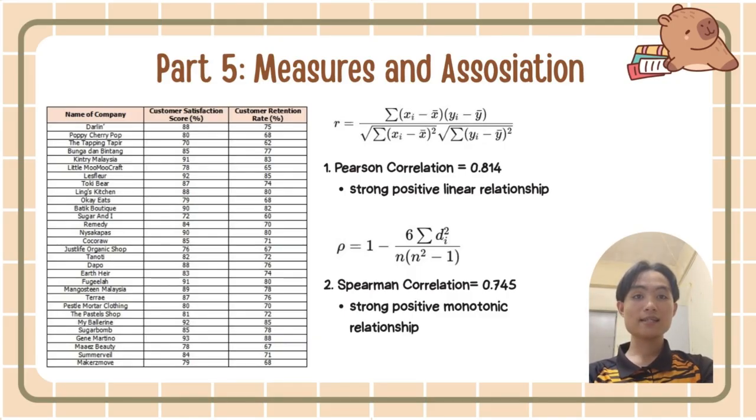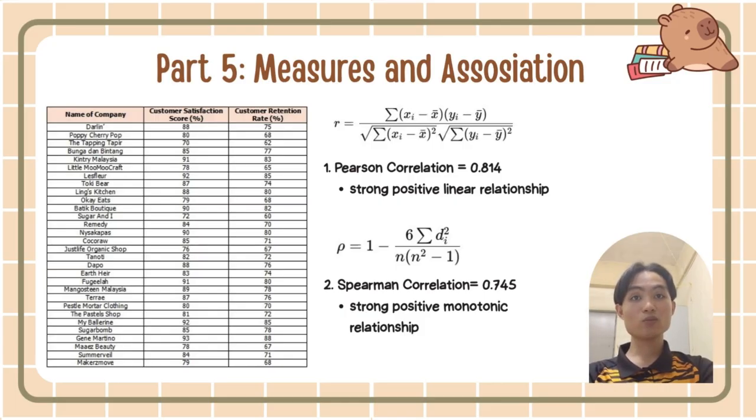As a data analyst, I explore the relationship between two key performance metrics, which are customer satisfaction score and customer retention rate. Using data from 30 local businesses for March 2025, I applied two correlation methods to assess the strength and direction of the relationship between the variables. The first one is Pearson correlation. Second is Spearman correlation. For Pearson correlation it is 0.814.